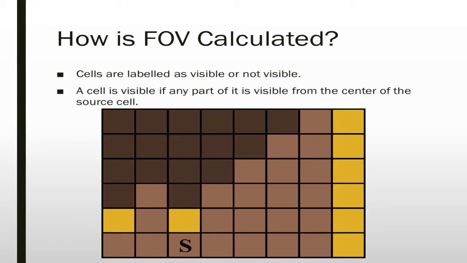A field of vision algorithm must then label all cells as either visible or not visible. And a cell is considered to be visible if any part of it is visible from the center of the field of vision source cell. Here's a visual representation of the resulting field of vision for that input grid and field of vision source position, where the non-visible cells have been darkened. Note how this perfectly matches with the scene shown previously.